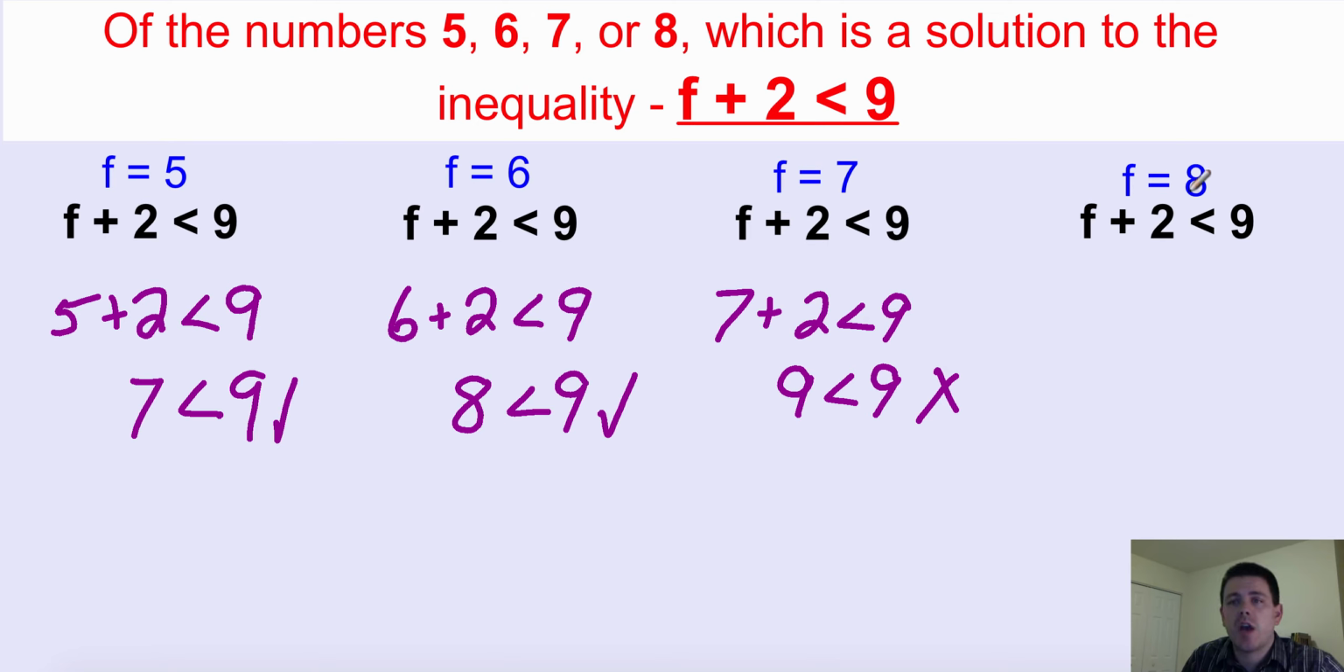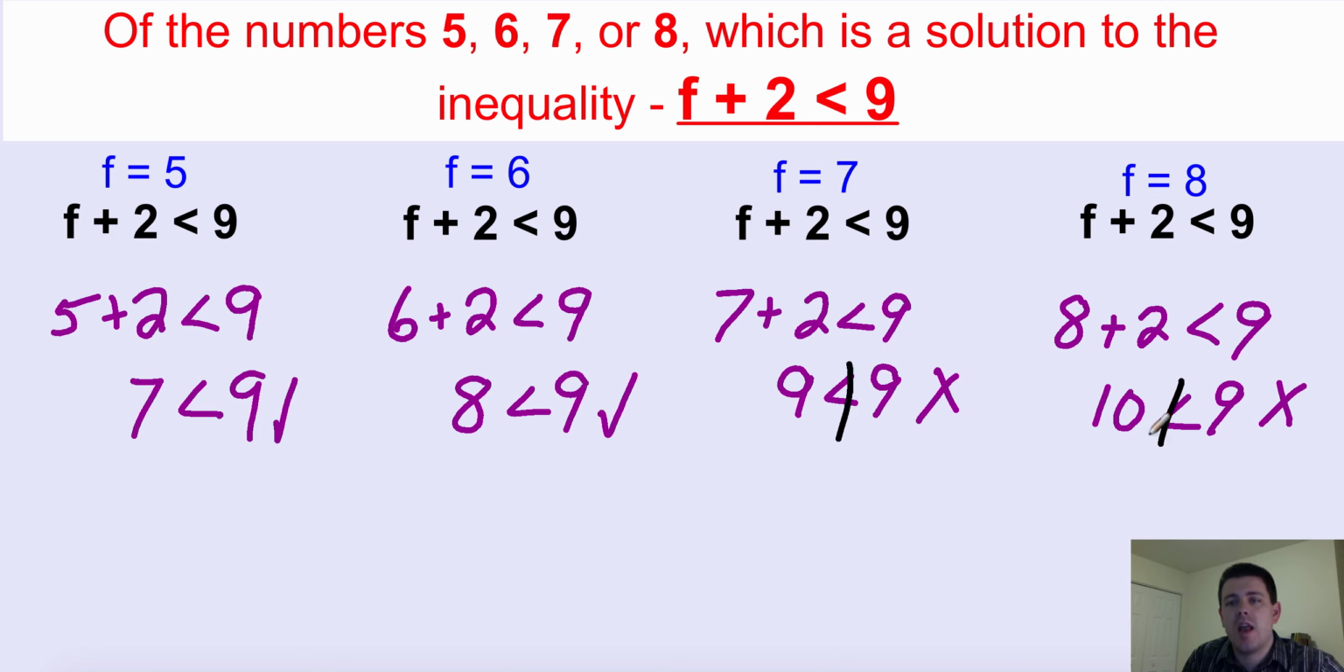And then last, we'll check our 8. Plug in 8 for f. 8 plus 2. We want to know, is that less than 9? Well, 8 plus 2 is 10. Is 10 less than 9? No. So we know 7 and 8 both don't work in our problem.